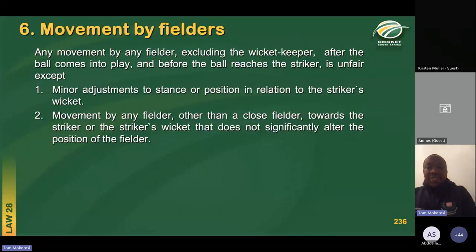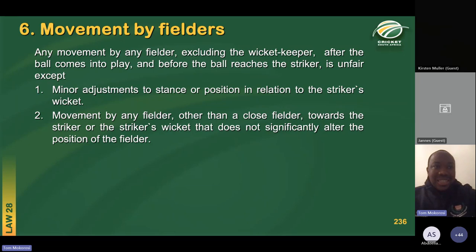Sometimes, especially if there's a free hit, fielders prefer to walk backwards away from the striker. Law does not allow for this. What we do allow when there is a free hit is for fielders to stand from their normal position, which is usually about 5 meters inside of the 30-yard circle. We do allow them to go back onto the 30-yard circle because in technical terms, it is still the same fielding position. It's just slightly further away from the striker than normal.